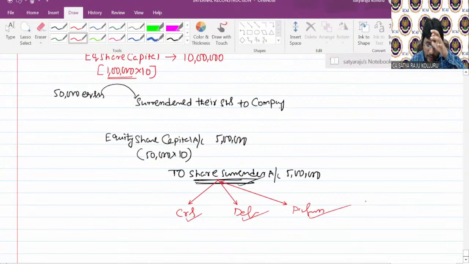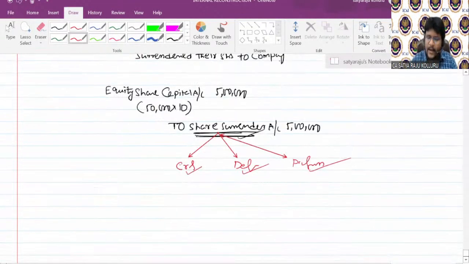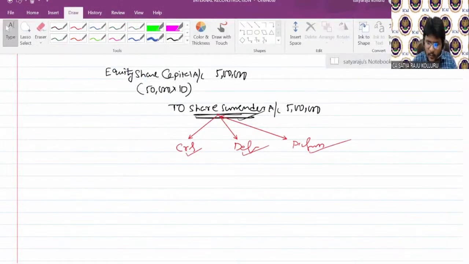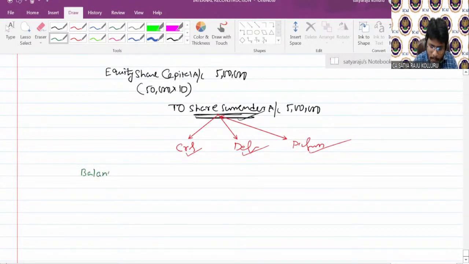Now, the next question is, sir, at the time of issuing the shares under share surrender to such various parties, what is the journal entry? Now, let me continue the illustration. Let us assume the balance of creditors is 3 lakhs.